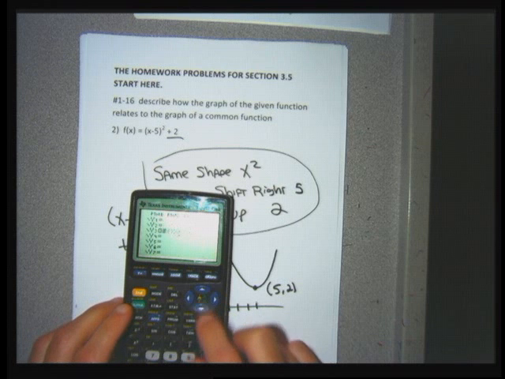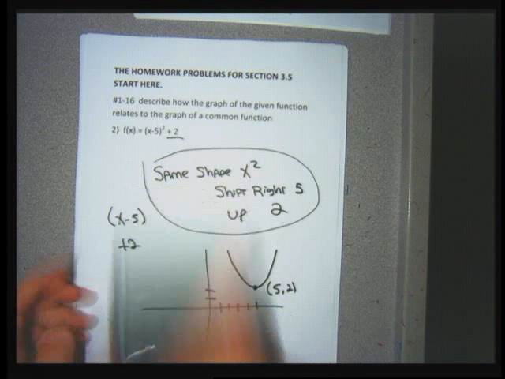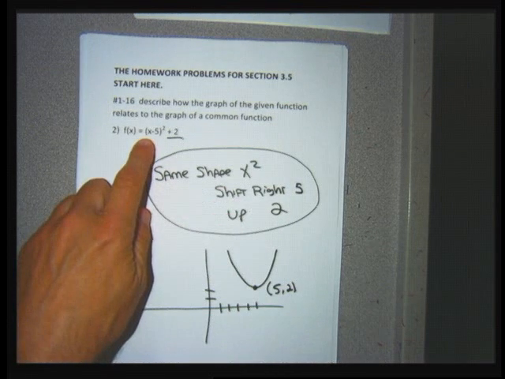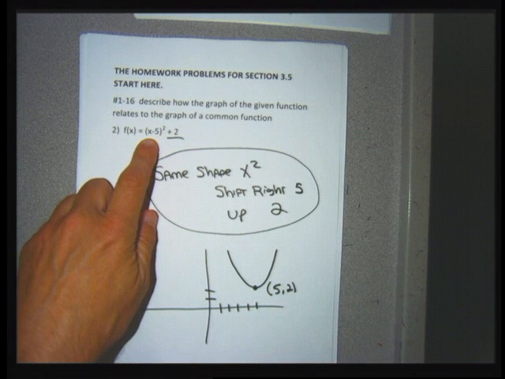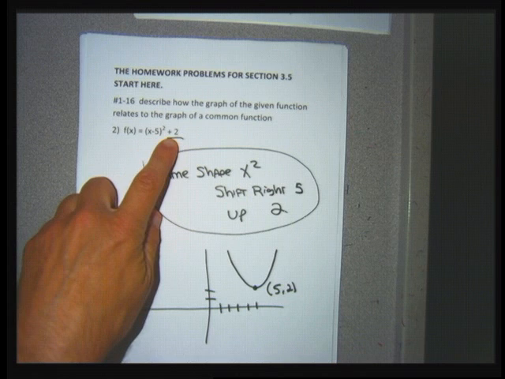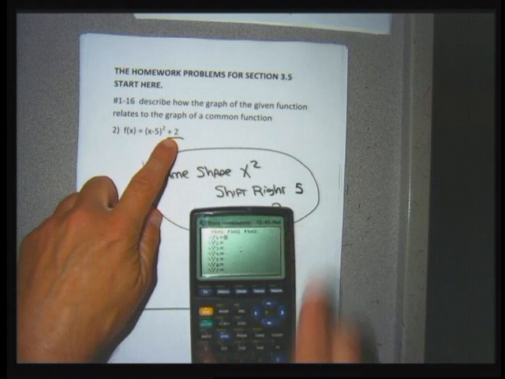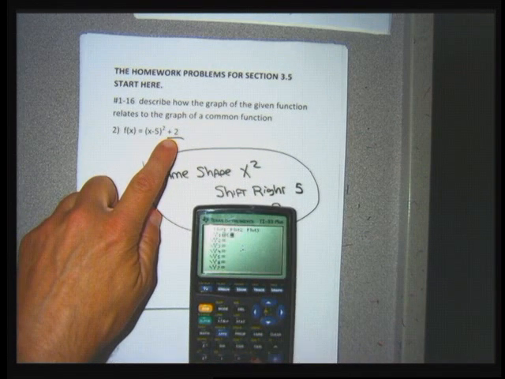So I should be able to predict what the graph is going to look like by just looking at the equation. Because it's a square, I know it's going to be a parabola. The minus in the parentheses moves it right. The +2 after the square moves it up. Let me make sure that my guess is a reasonable guess.